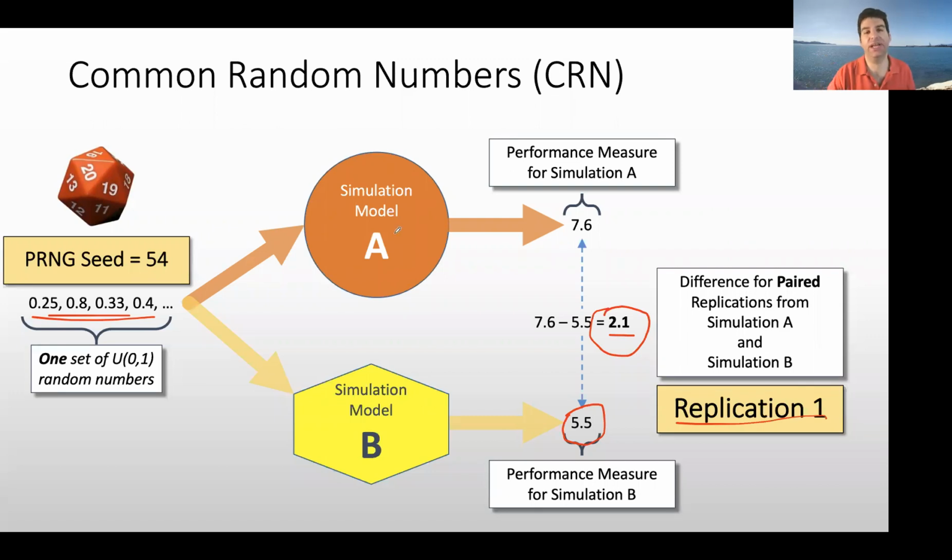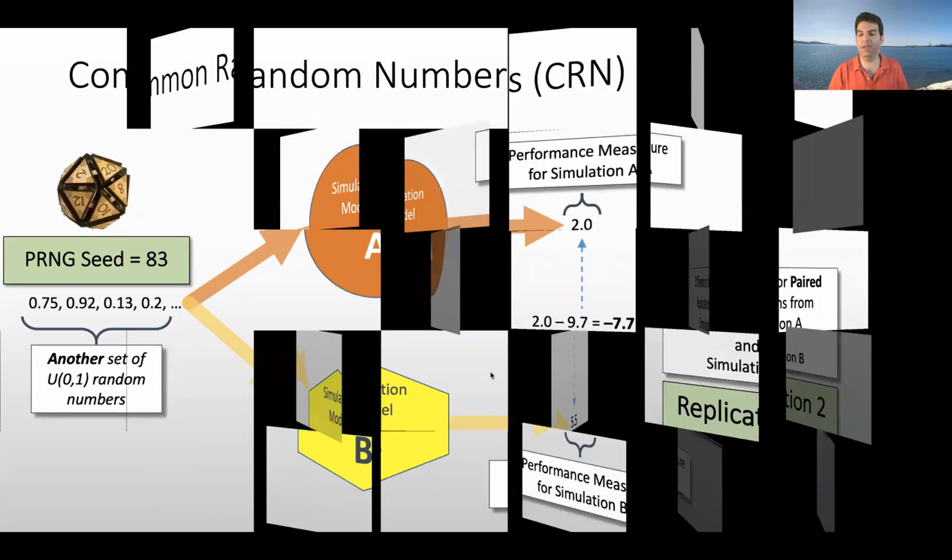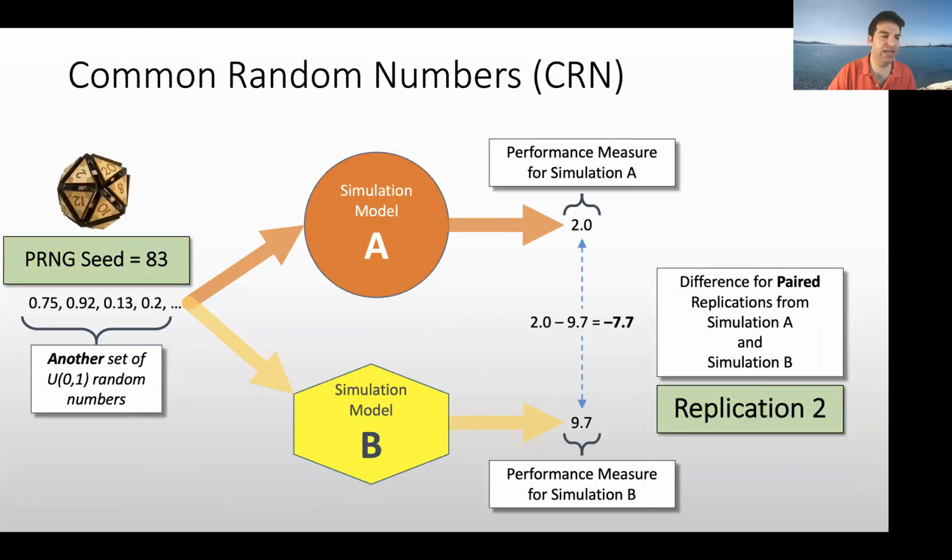But a more generic string of callers is going to flip things around. So most of the time, maybe A is better. It's just I got lucky, and in this particular time, B was better. So what we do then is we try a different random number seed. So here I got a different random number seed going into both simulations for replication 2, and that gave me a different string of callers.